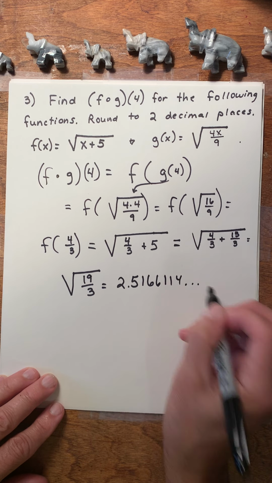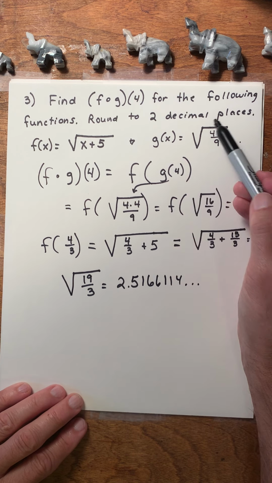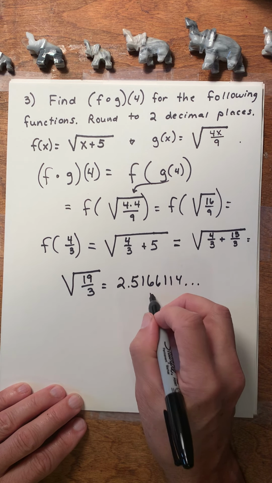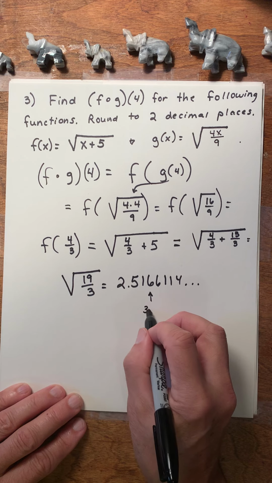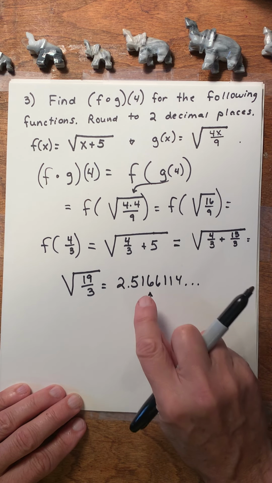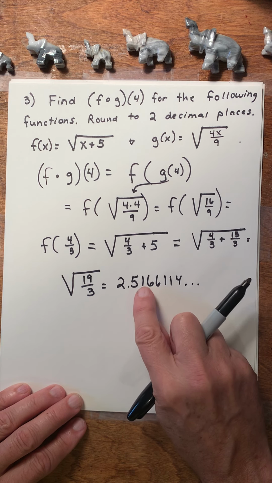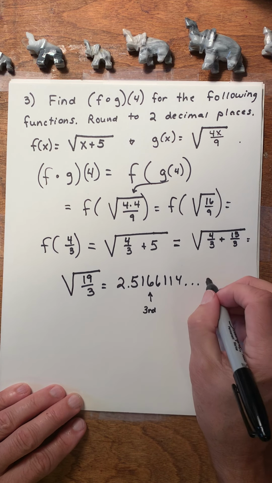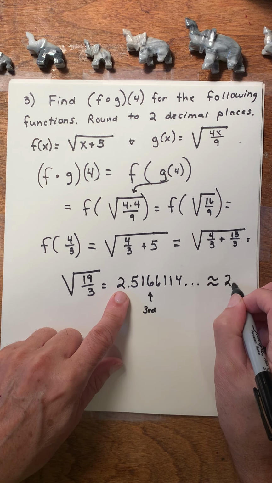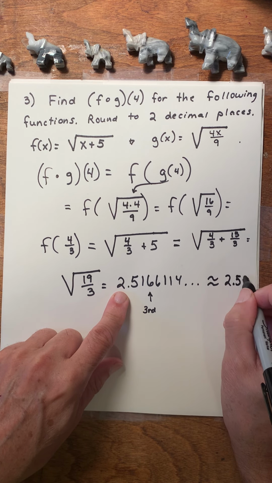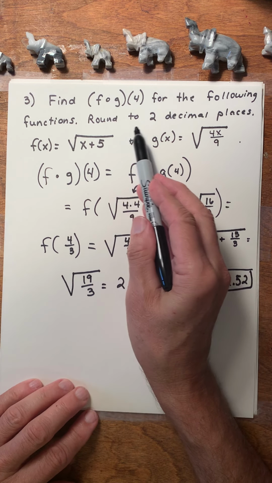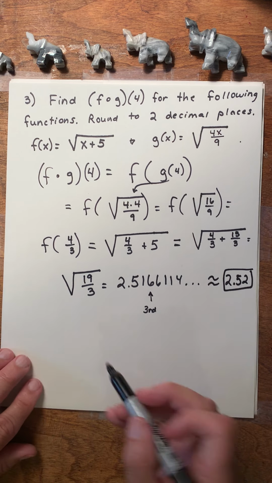114, etc. But I want to round to 2 decimal places, which means I go to the 3rd decimal place to see if I round this number up or leave it alone. It's 5 or bigger, so I'll round this up, which means this is approximately equal to 2.52. And that's what I would enter rounded to 2 decimal places.